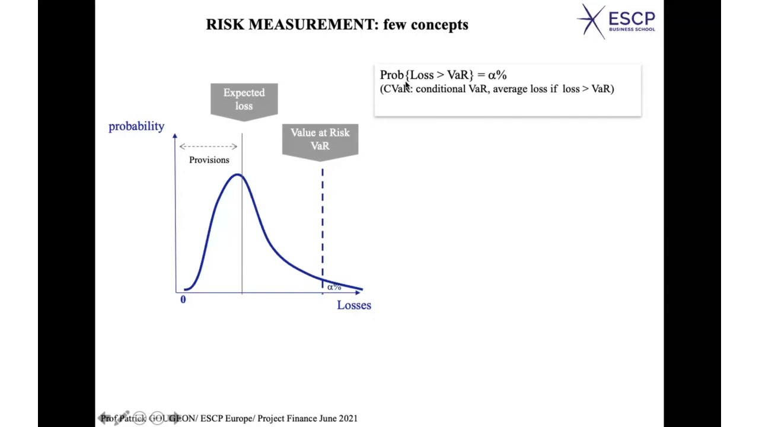So to get it, you start with the probability distribution. You take alpha % here, and when you reach alpha % below the curve, on the right side of the curve, then you reach the limit which corresponds to the value at risk. Okay? So why do we do that?